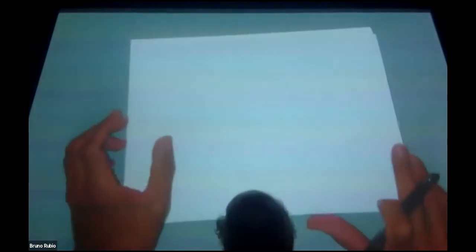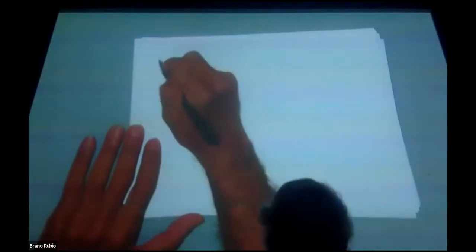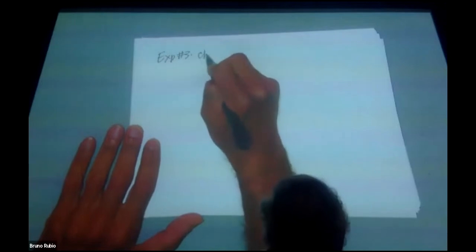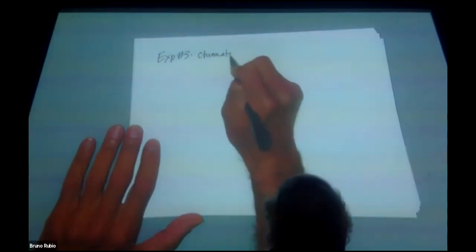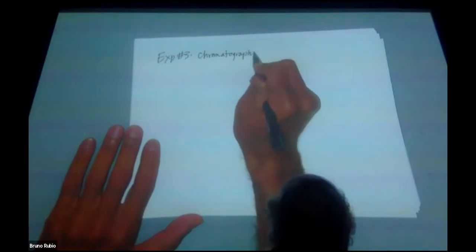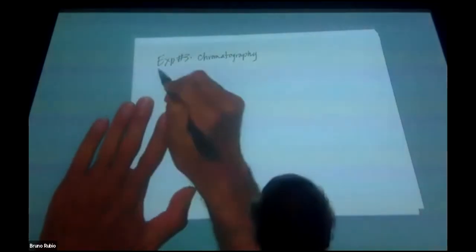Okay, so on Thursday's lab, you're going to be talking with your teaching fellow about techniques of purification, extraction, distillation, recrystallization. Okay, now on Monday is another lab, experiment number 3. This is all about chromatography. And this is another technique of separation and purification.